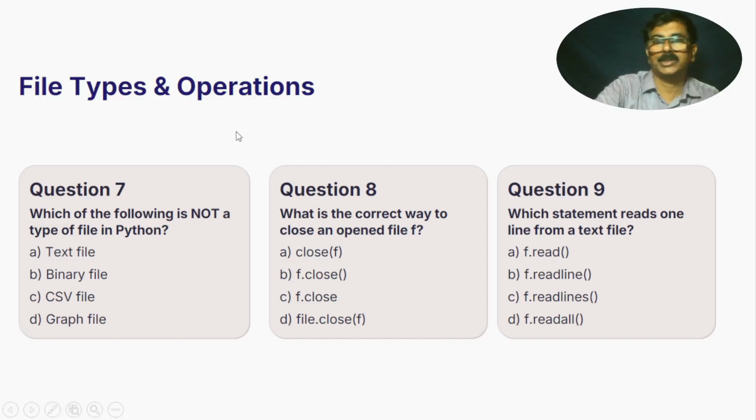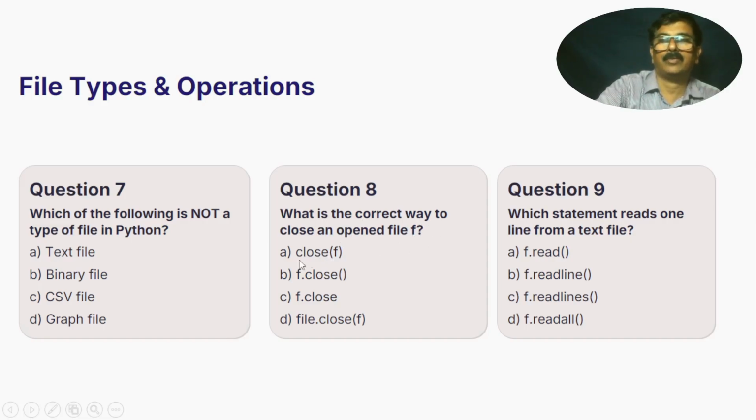File types and operation. That means the questions on file types and operation. Question 7. Which of the following is not a type of file in Python? Text file, binary file, CSV file, graph file. Text file is there, binary file is there, comma separated value file is there, but graph file is not there. D.